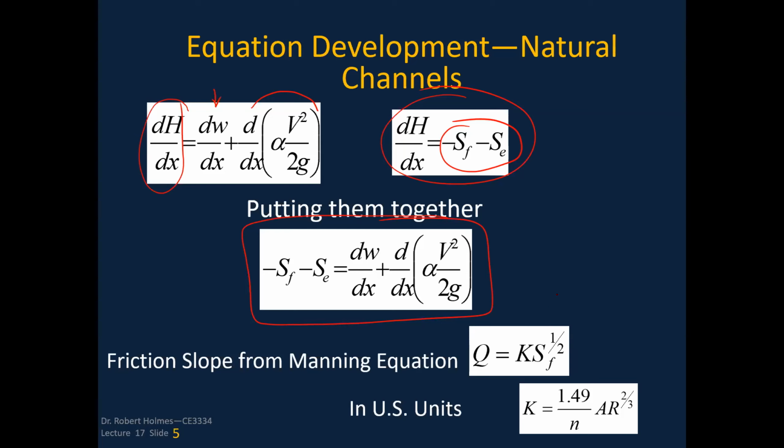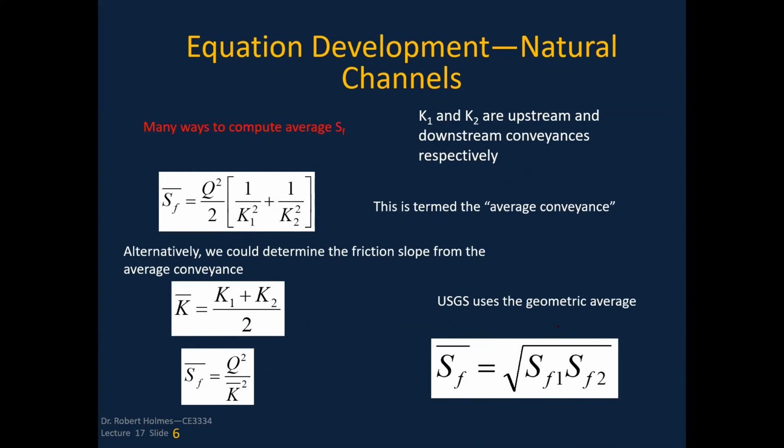Now, again, I remind you that we're going to use the Manning equation to evaluate this term of the friction slope, and that we've introduced this concept of conveyance, K, which is simply the first part of the Manning equation except the friction slope. So we have to compute an average value for the friction slope, as we covered in the direct step method.